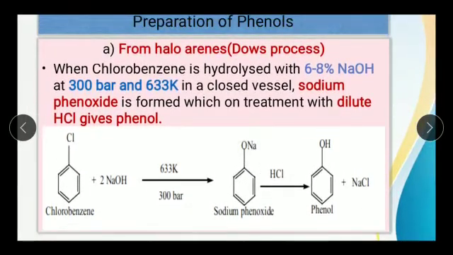This sodium phenoxide is treated with hydrochloric acid. We are getting phenol. How? Sodium phenoxide has Na, and hydrochloric acid has Cl. Both Na and Cl react and it becomes NaCl. Then this oxygen gets hydrogen in place of Na. So we are getting phenol. This is the method of preparation of phenol by Dow's process.